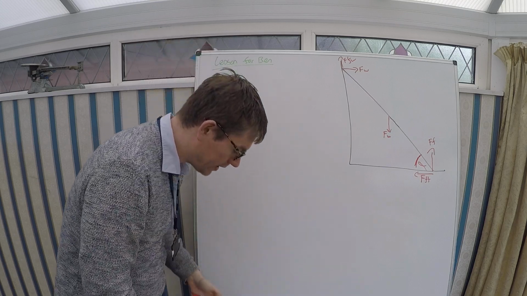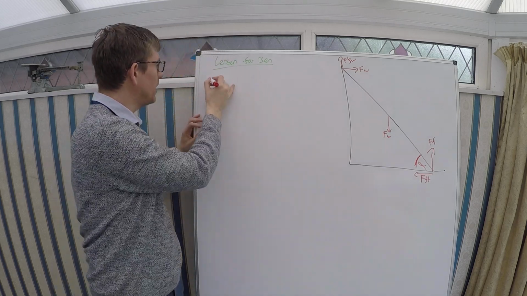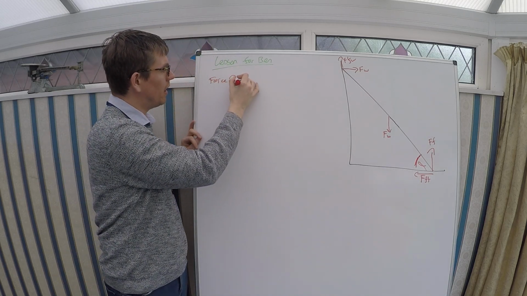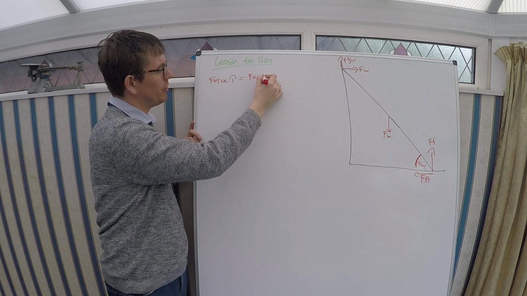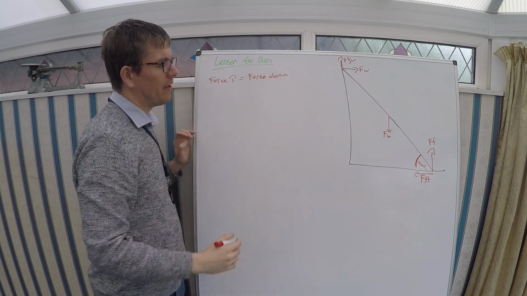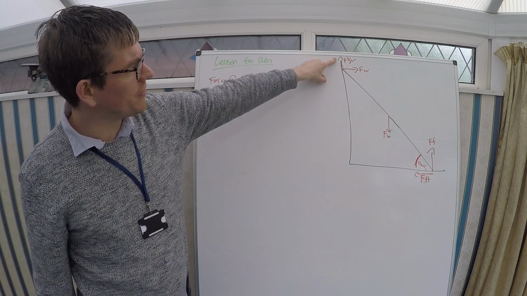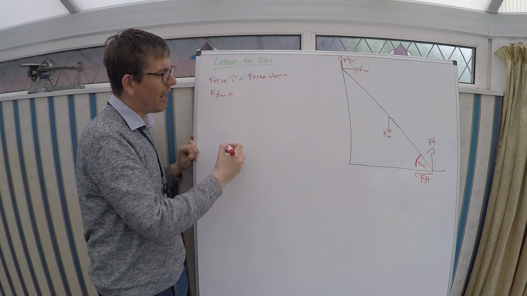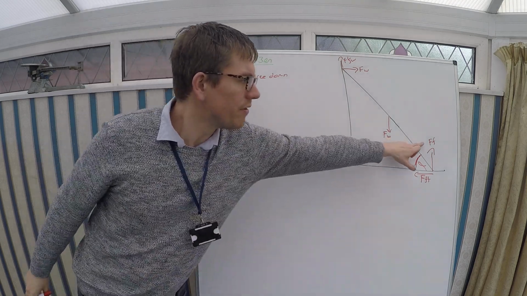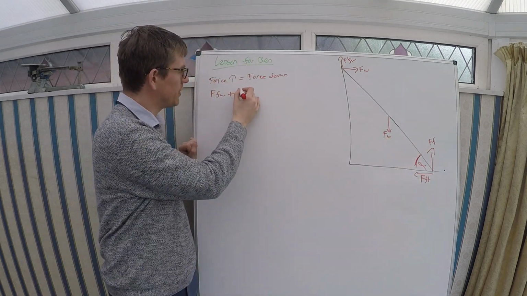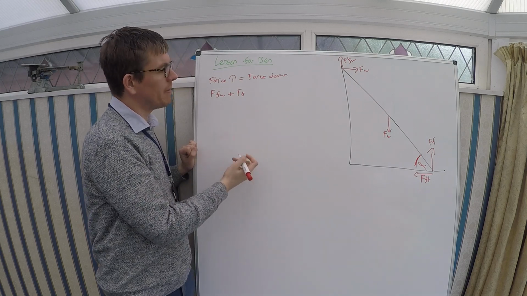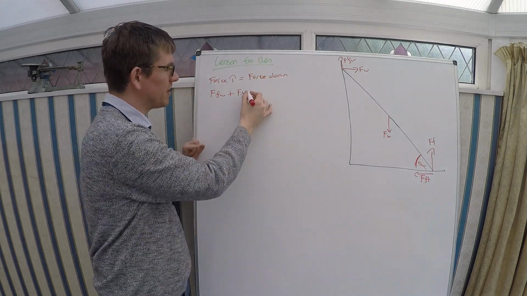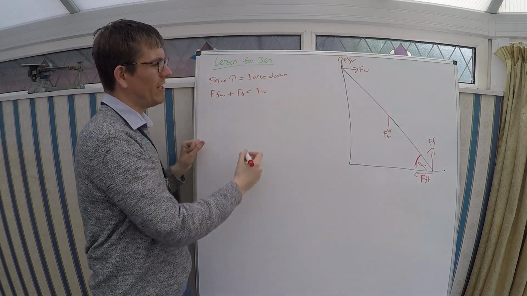Well, step one is to say, if the force up equals the force down, then the force of friction of the wall, force friction wall, added to the reaction force from the floor, which I'm going to call force floor, because they're the two up forces, must equal the force of the weight down.